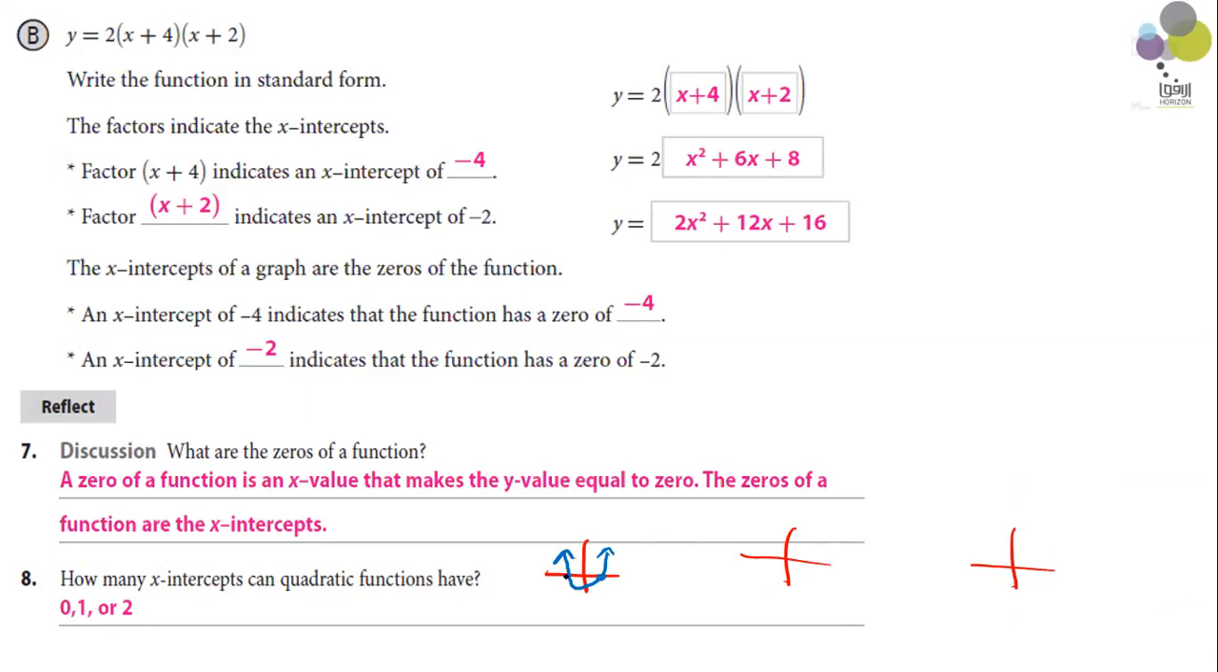So we have two solutions. If the parabola just touches the x-axis, so the x-axis will be a tangent for this curve. So one solution. If the parabola is away from the x-axis, there is no intersection between the parabola and the x-axis, so this is zero solutions. Okay.